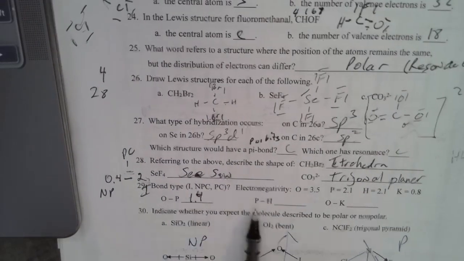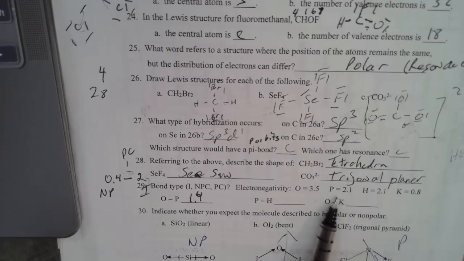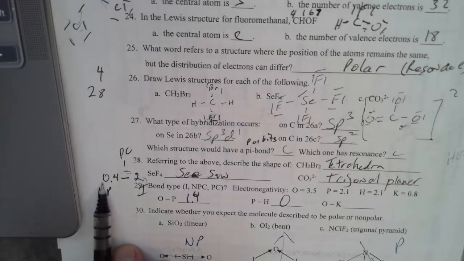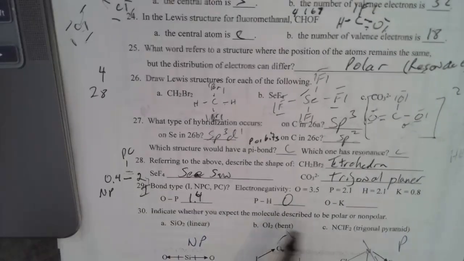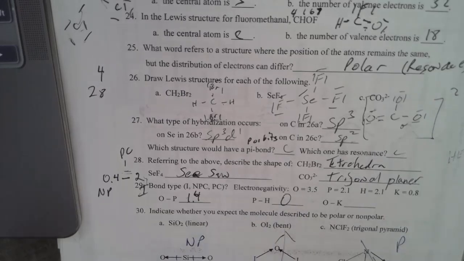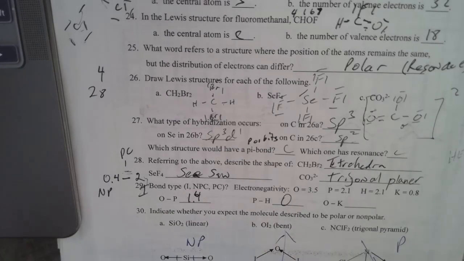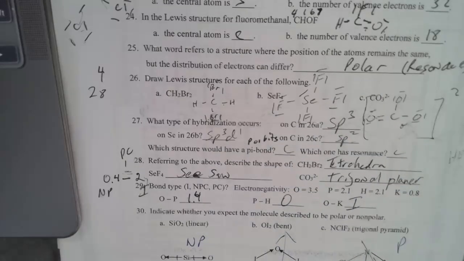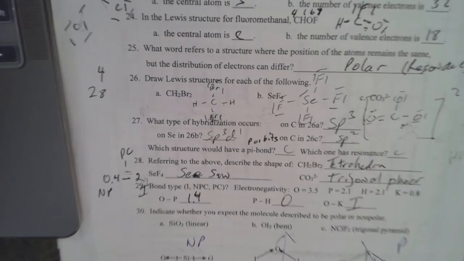P and H, 2.1 minus 2.1 is 0, so that would be 0.4 or less. So that's a nonpolar covalent bond. O and K, that's going to be over 2. 2 or above, so that's going to be an ionic bond. Again, the ionic is when you take the electrons. The polar covalent is when there's an uneven sharing, and nonpolar covalent is when there's a perfect handshake.